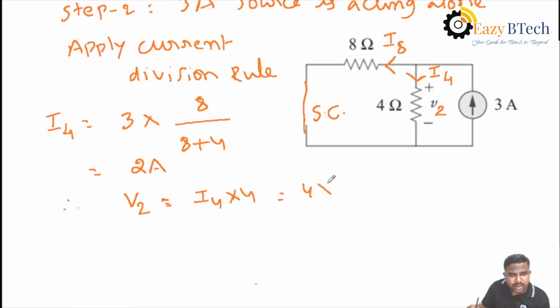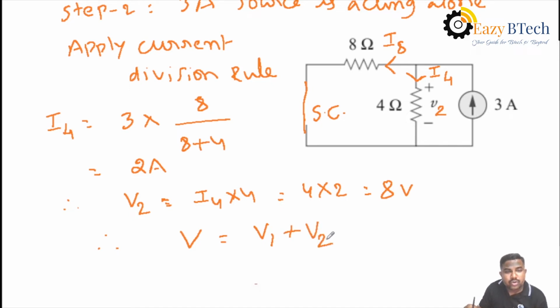Then the resistance value for the current is 2. Total is 8 volts. Then apply the superposition theorem. Therefore, from the superposition theorem, what is the response here? V, our finding value. The response is equal to the algebraic sum of responses, that is the sum of two responses, V1 plus V2.